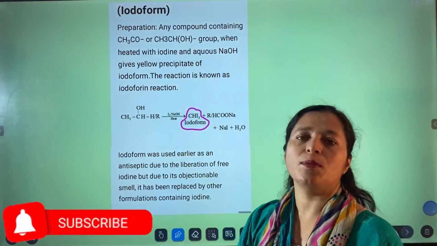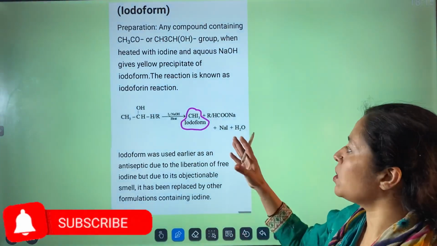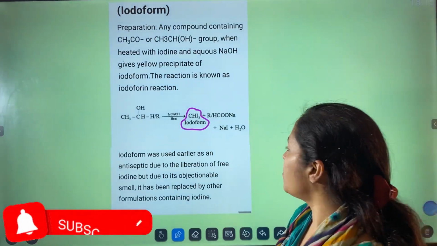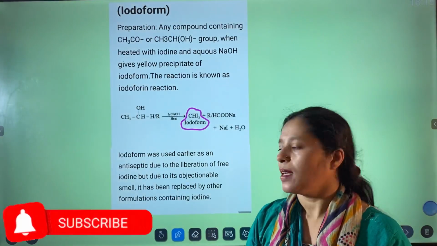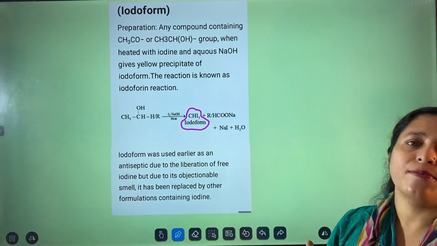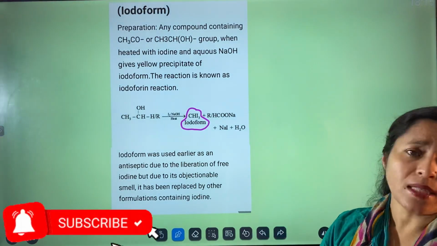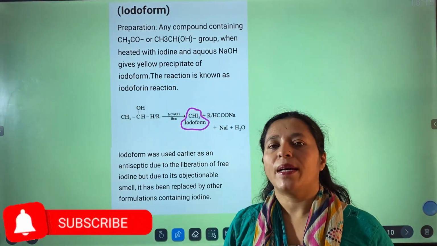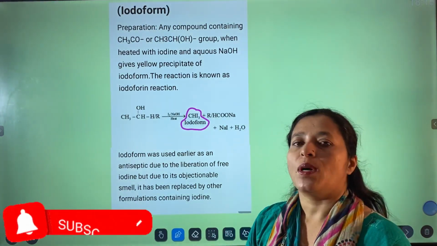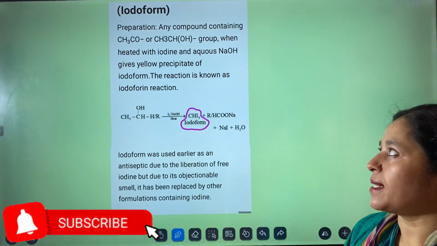Whereas in iodoform you have 3 iodine atoms attached with 1 carbon atom. So this is the difference between the two. Iodoform was used earlier as an antiseptic, but nowadays, due to the liberation of free iodine gas and its objectionable smell, people just don't like it, so it has been replaced by other antiseptic liquids. So iodoform is now no more in use as an antiseptic.